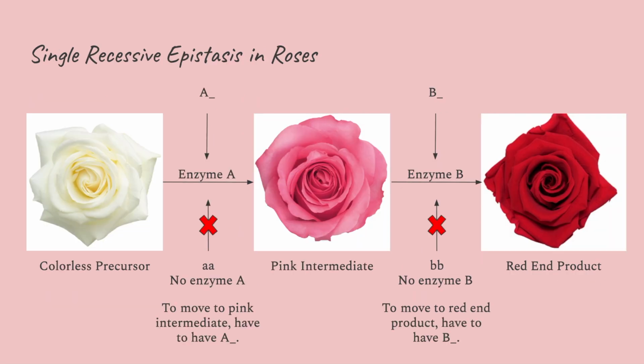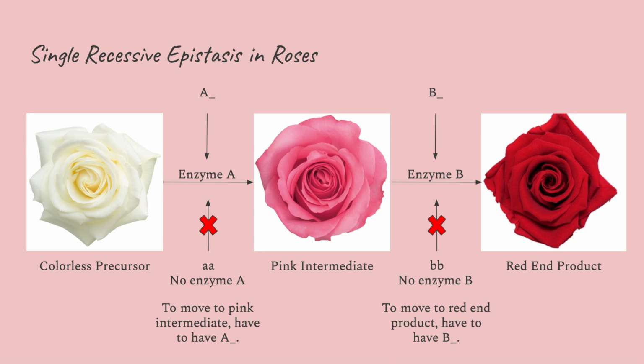In our pathway of single recessive epistasis, we have a colorless precursor, our pink intermediate, and our red end product. At enzyme A, you can see that if there is a homozygous recessive, there will be no enzyme A and the roses will remain white. But if there is a dominant allele, A, then the rose will become pink intermediate.